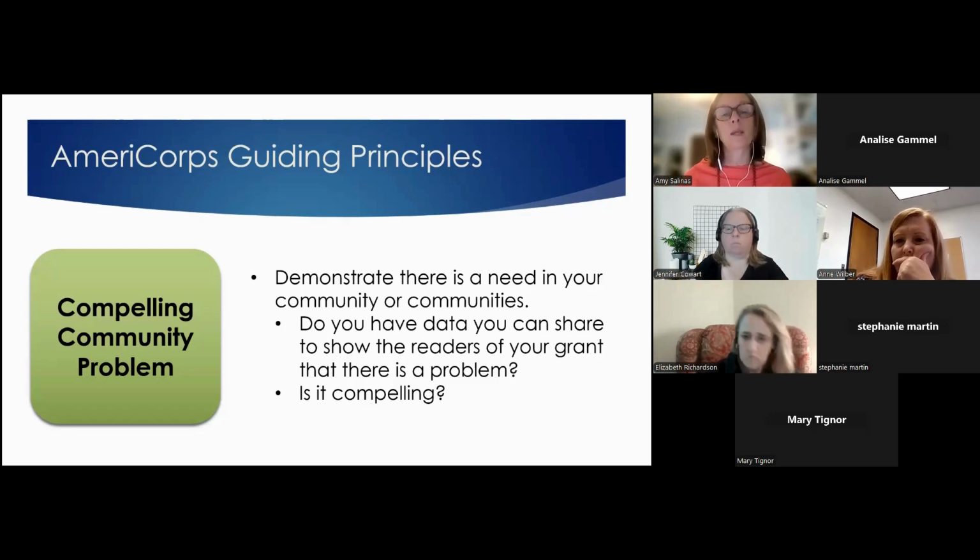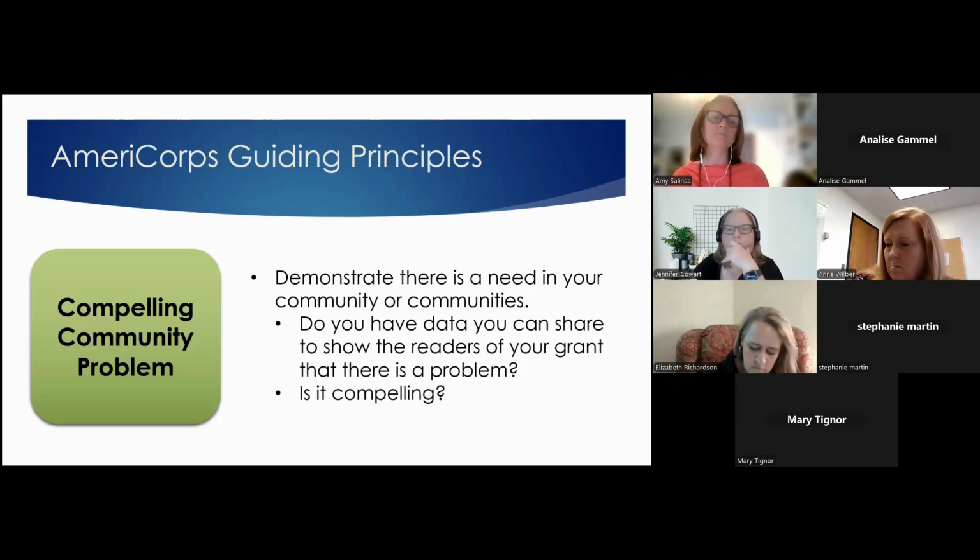Now, the problem can be both about the end beneficiaries that your members will potentially be serving, and it can also be something that you're trying to address with the members themselves. I'll get to that when I show you the sample to give you an example, because that might not sound super clear right now.